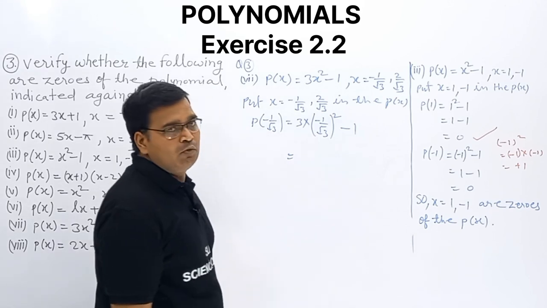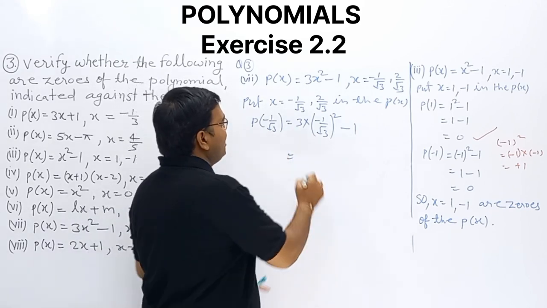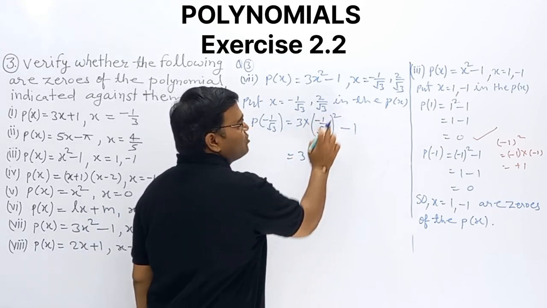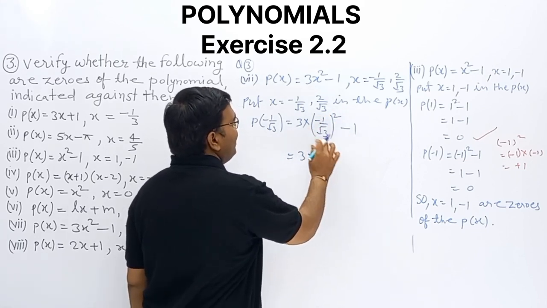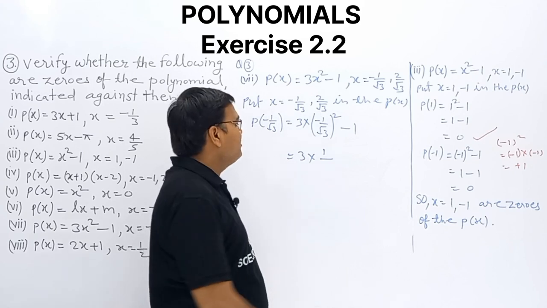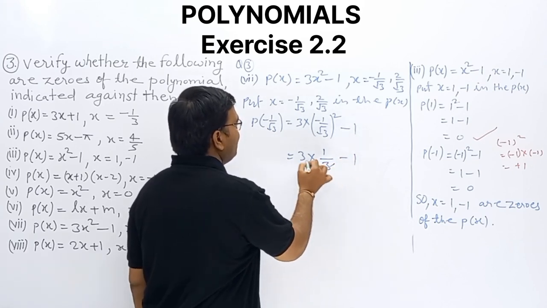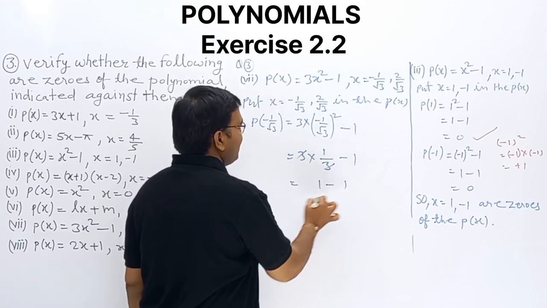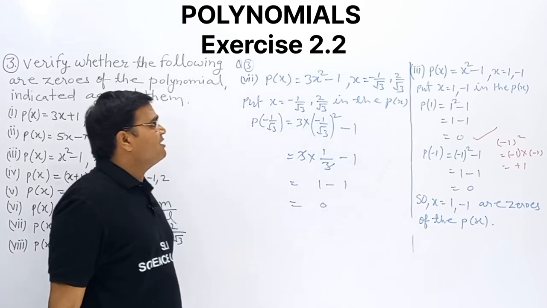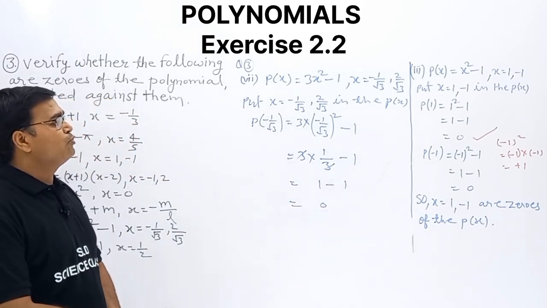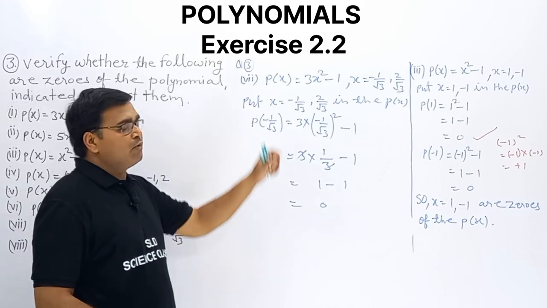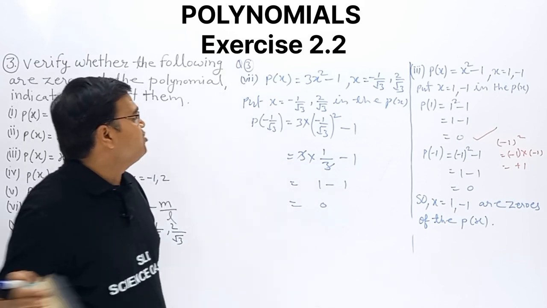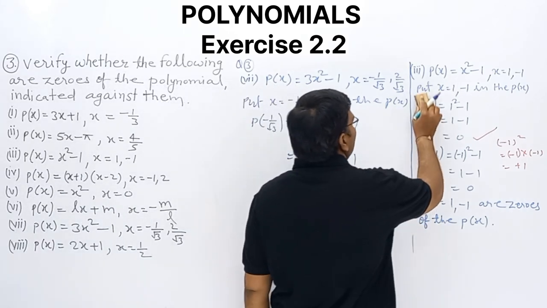Now observe carefully, do the calculation carefully. 3 will be multiplied with minus square. Minus square will be plus, 1 square is 1 and root 3 square will be 3, minus 1. We can cancel both. We are getting 1 minus 1, 0. So we can say x equal to minus 1 upon root 3 is a zero of the given polynomial. Now this is a quadratic polynomial, so we have another zero also. Check this one also.